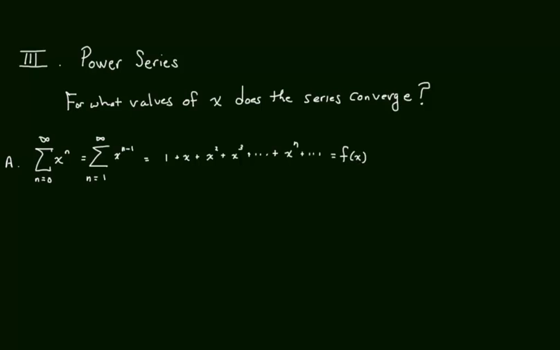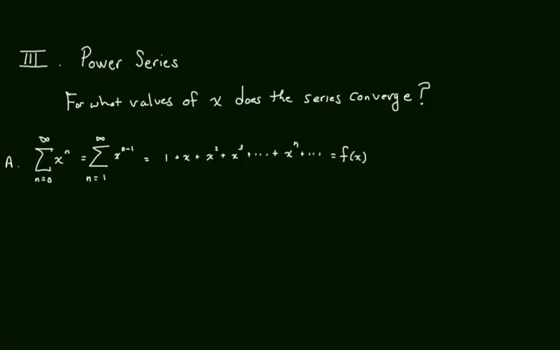and the function will look different for different values of x. Now the question becomes, for what values of x will this function converge? Like, for instance, suppose I wrote f of 5. Well, that would be 1 plus 5 squared plus 5 cubed plus so on and so forth, and that would clearly diverge. So what values of x will make it converge?